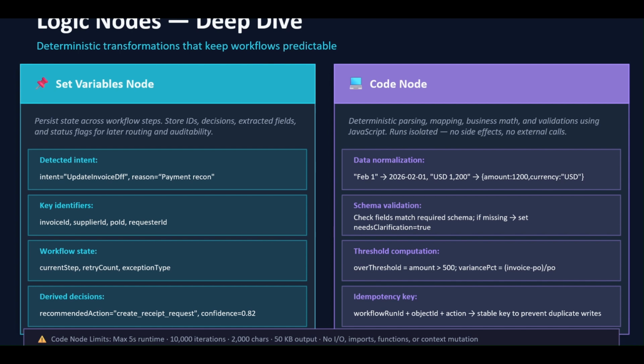Let me start with both of these. When I show you in Oracle Cloud, I will show you how both of these nodes work. Let me start with the code node. Think of this as a JavaScript scratchpad inside a workflow agent. Whenever I need to do something mechanical, like parse a date, compute a threshold, restructure a JSON, or calculate a variance, we will use the code node. It's fast, predictable, and it keeps that logic separate from your LLM call.